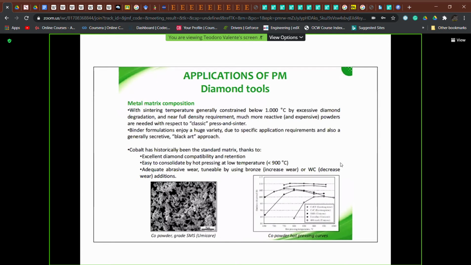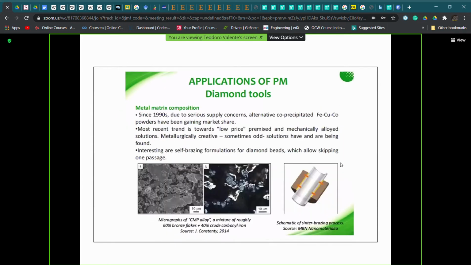And also in this case, diamond tools usually have as main application fields the area of the cutting tools for materials machining in a laboratory and at industry and engineering level.